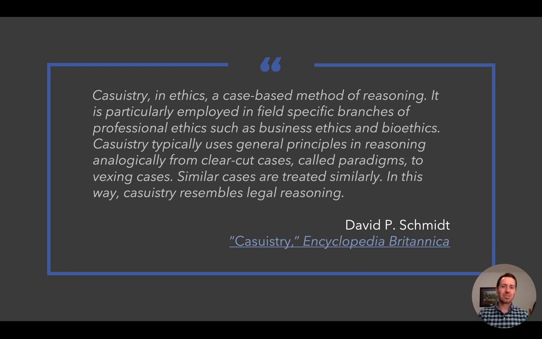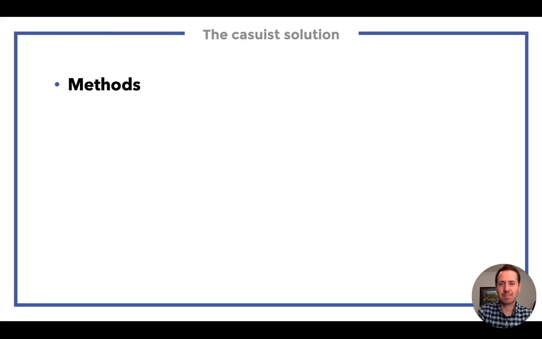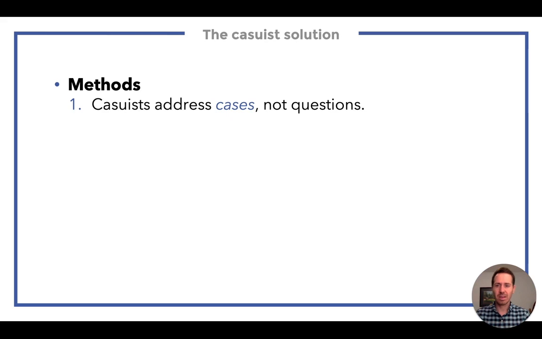So casuistry sort of shouldn't be abandoned, and maybe it hasn't been abandoned, right? It's being brought back up, and maybe there's some value here. So what is that, right? What are the methods that we can use? I'm going to identify 5.